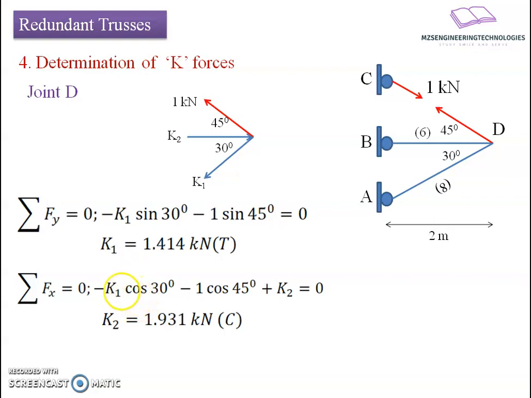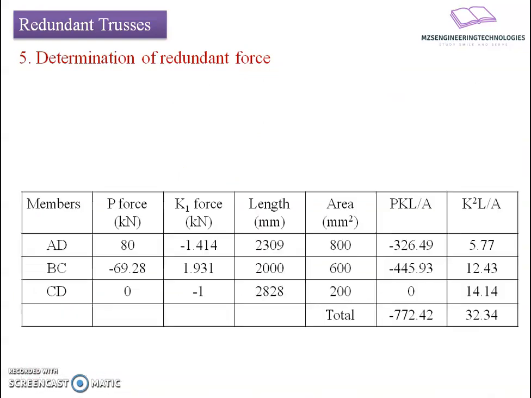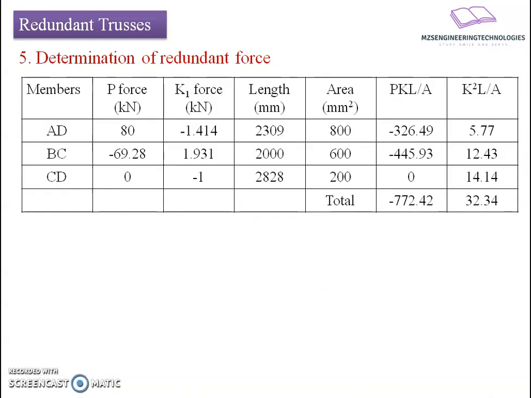Once we know the P forces and the K forces, we'll apply here Castigliano's second theorem to find out the redundant force in X, which we have considered as the force in member CD. So we'll prepare a tabular format to determine that force. The first column of the table will be members AD, BC, CD.